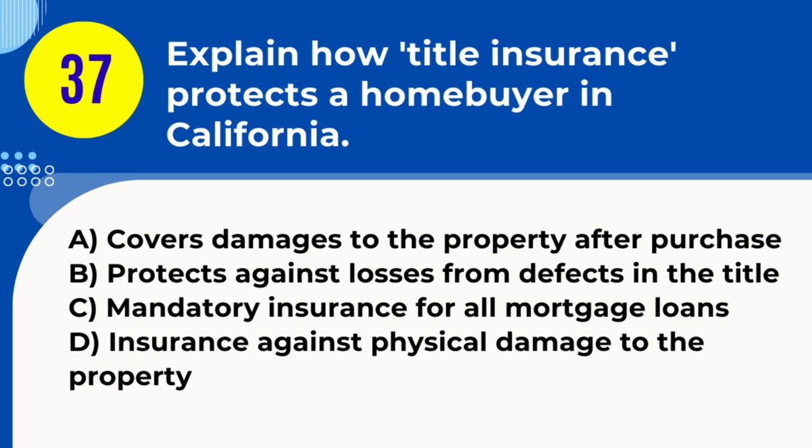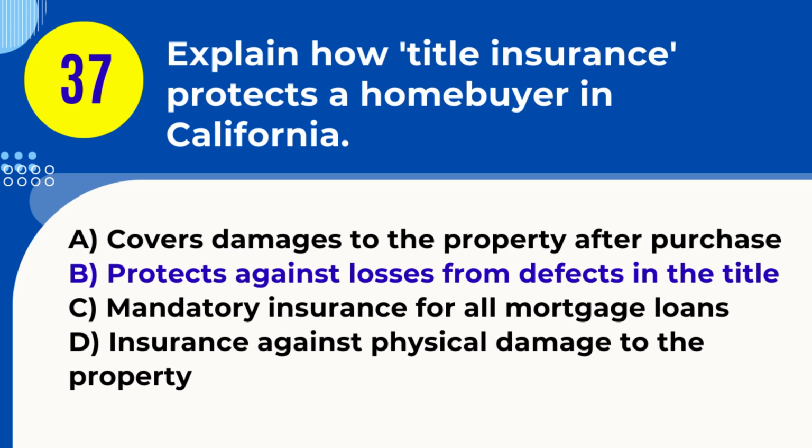Question 37. Explain how title insurance protects a home buyer in California. A. Covers damages to the property after purchase. B. Protects against losses from defects in the title. C. Mandatory insurance for all mortgage loans. D. Insurance against physical damage to the property.